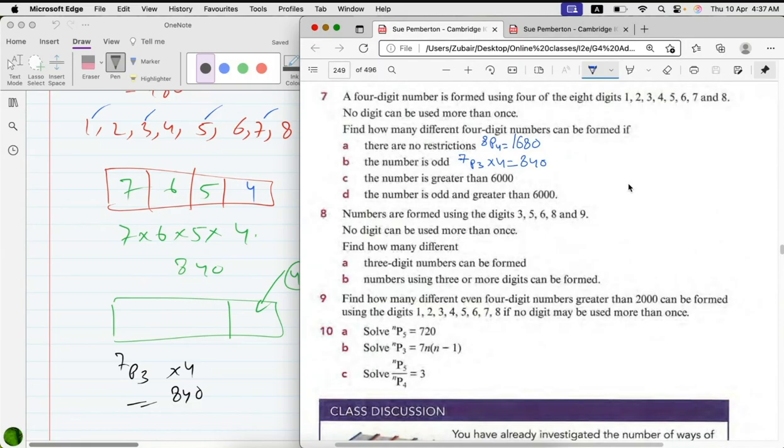Is it working? C part? Yeah, I think so.